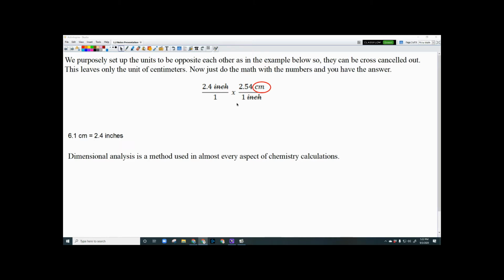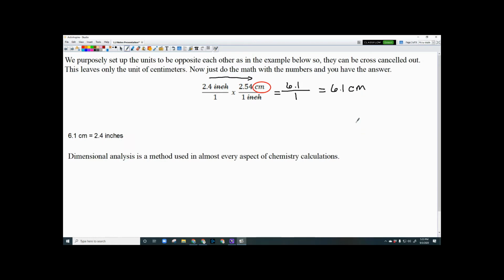So it tells you to do the math. When you're doing math with fractions, you multiply straight across. So we're going to multiply 2.4 times 2.54, and you're going to get 6.1. And then we're going to multiply 1 by 1. That's going to give us 1. So 6.1 over 1 is equal to 6.1. And then we just carry over the unit that we have not canceled, and that's the unit for our answer. So 6.1 centimeters is equal to 2.4 inches. What we've done is just taken inches and converted it over to centimeters.